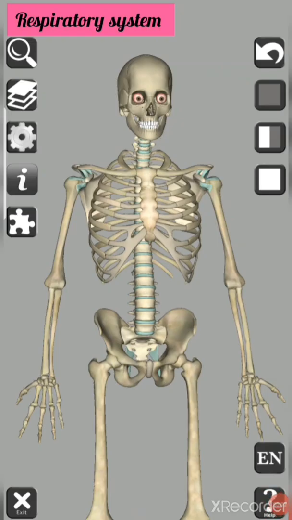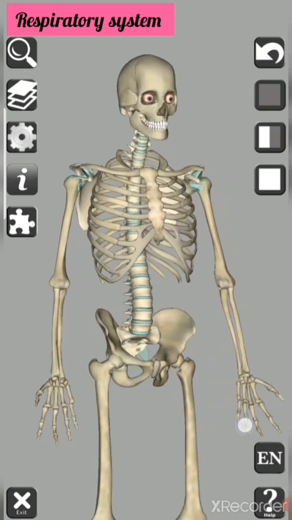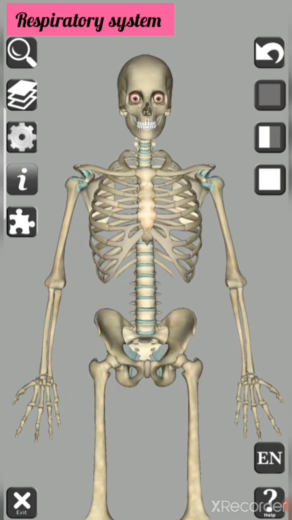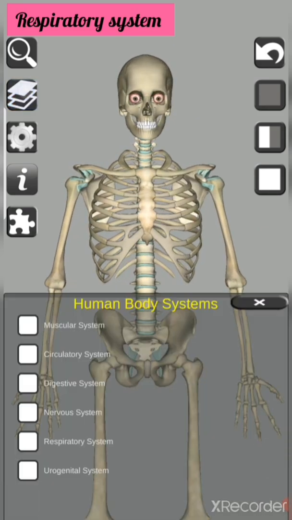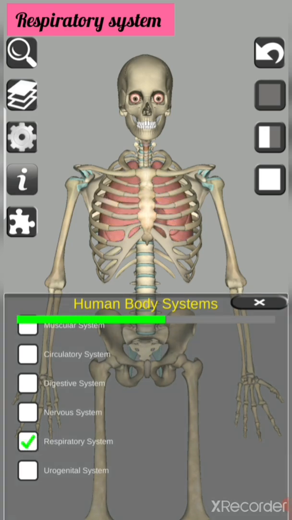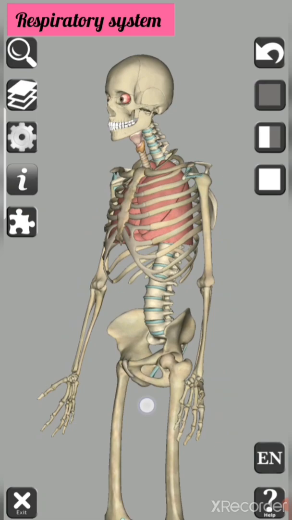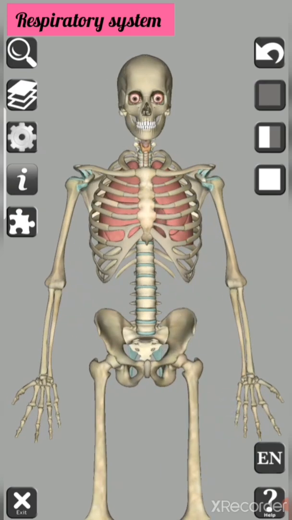Okay, now let us see the respiratory system: where our respiratory system is situated, where it is located, and what are the different organs involved in it. Here in this picture, yes, this is a human skeleton. Where is our respiratory system in a human skeleton? When we click on the respiratory system, here you can see it.